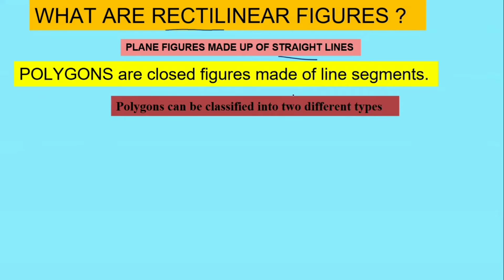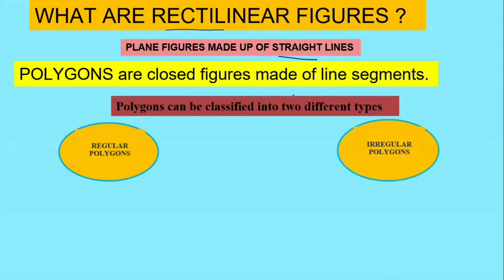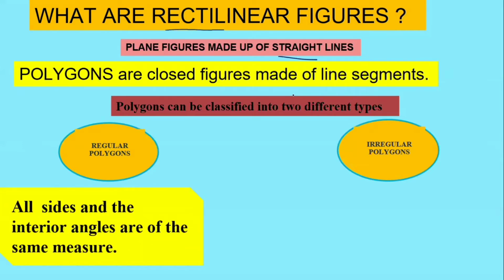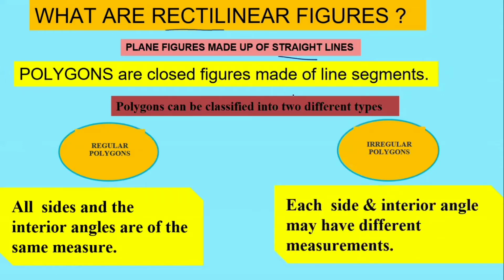The polygon with the least number of sides is the triangle. There are regular polygons and irregular polygons. Regular polygons are the polygons which have all sides and all interior angles of the same measure, they are equal. Irregular polygons are the polygons which have sides and interior angles that may have different measures. The regular polygon with the least number of sides is an equilateral triangle. For a four-sided regular polygon, it is a square. Then onwards, we say it is a pentagon and so on. So we'll be solving problems based on these rectilinear figures.